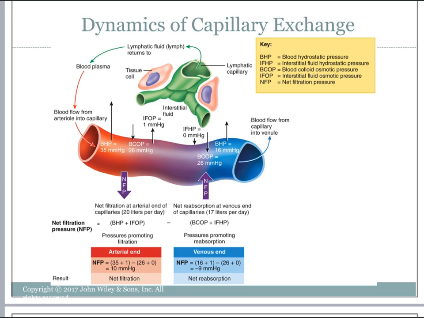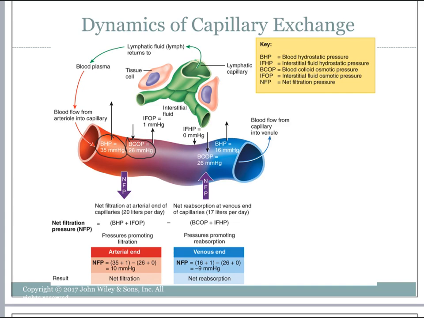So let's take a look at some of these numbers. We look at blood hydrostatic pressure, and we'll circle it right here. It is about 35 millimeters of mercury. So blood's coming in through the arterial end and into the capillary. The pressure of the water component of blood is about 35 millimeters of mercury. Then we have this blood colloidal osmotic pressure. Remember the big things in blood, the proteins, the albumins, the fibrinogens, the red blood cells, the white blood cells, are also going to exert a pressure of about 26 millimeters of mercury.